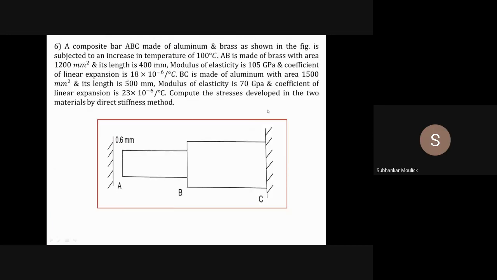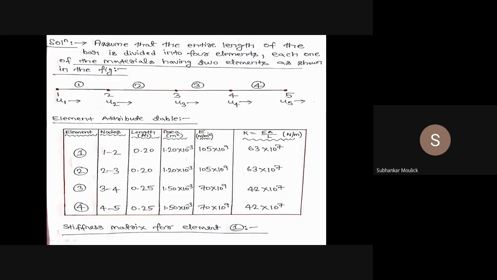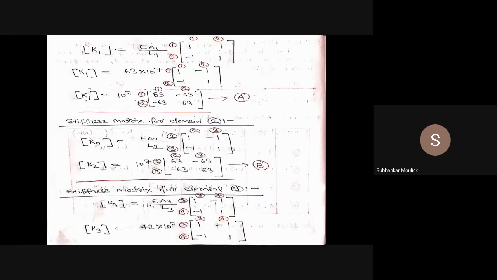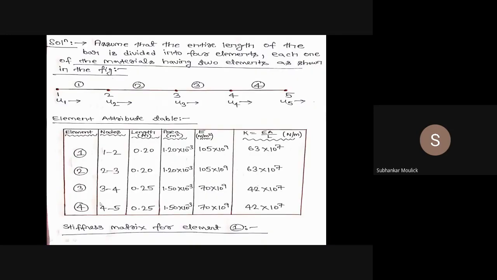Next is the modulus of elasticity of each element. Again, if you see the problem, it is given that for brass element, that means AB is made up of brass, the value of E is 105 gigapascal. That means element number 1 and element number 2 value is 105 gigapascal, and since BC is made up of aluminium whose E is 70 gigapascal, element number 3 and 4 are coming out from the bar BC. So for element 3 and 4, the value of E is 70 into 10 to the power 9 Newton per meter square.